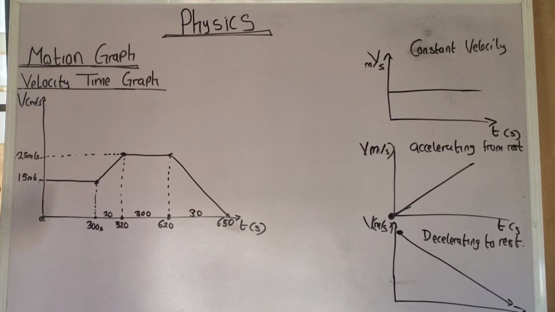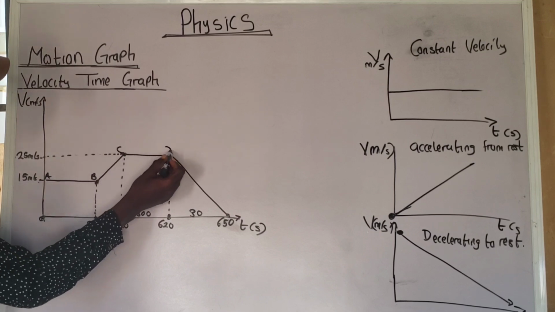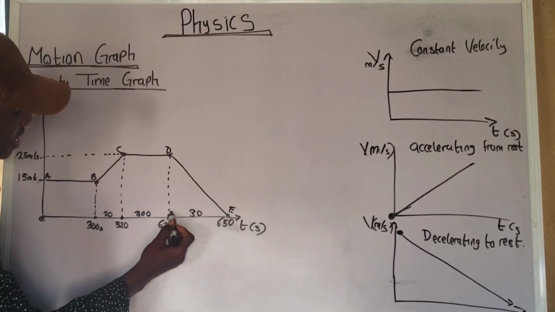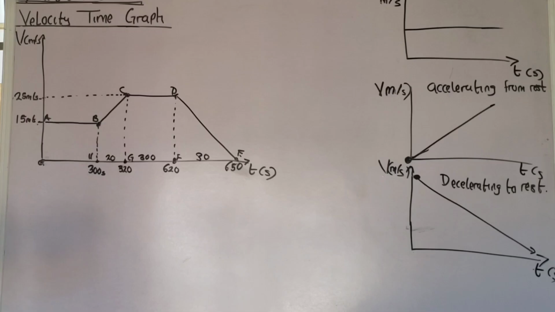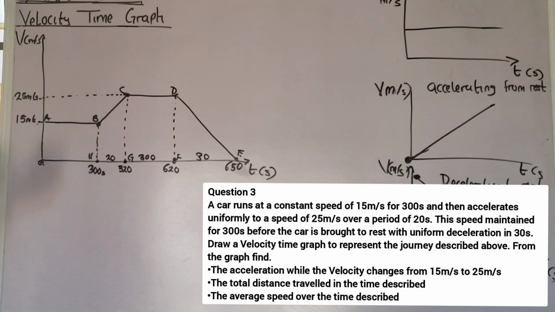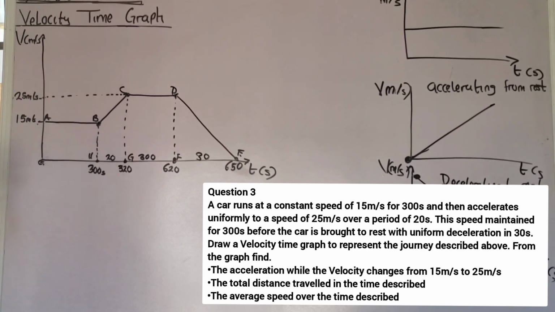So let us represent this point as A. Let us represent this as B, C, D, E, F, G, H. You understand? Now, to determine the acceleration when the velocity of the car changes from 15 meters per second to 25 meters per second, we just have to make use of the formula of slope.